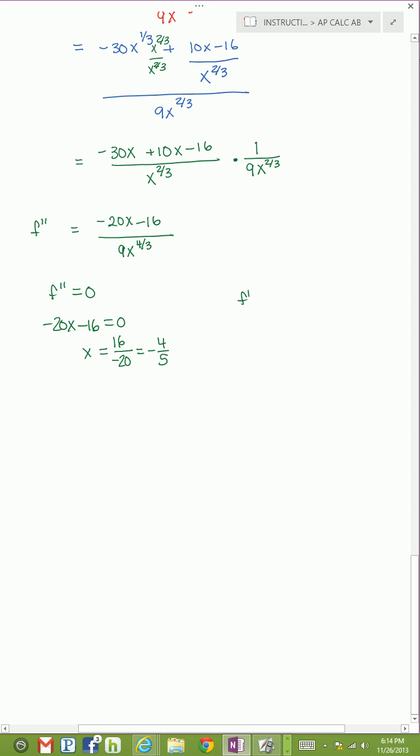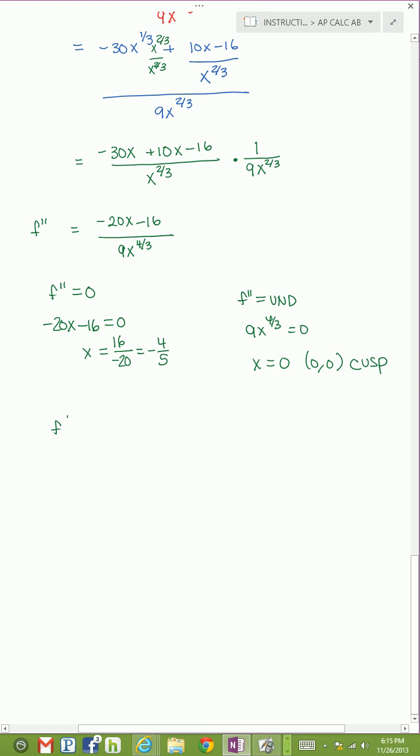I want my second derivative equal to undefined, which would be 9x to the 4/3 equals 0. X equals 0. That should make sense. Remember, that was our intercept, and that was our cusp. So this is what I mean by kind of putting everything together. Alright, so we have all this done.